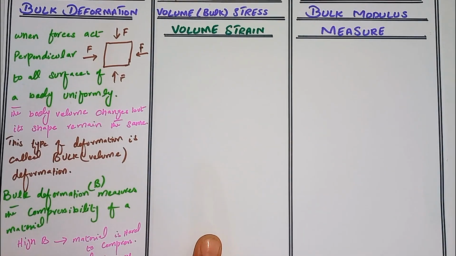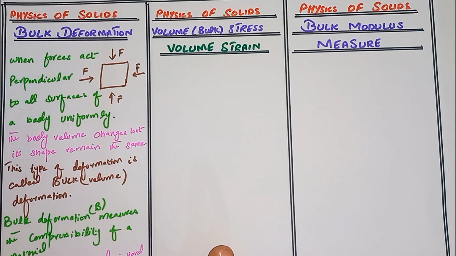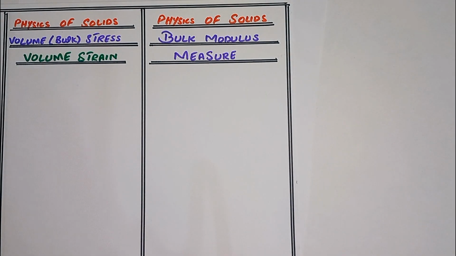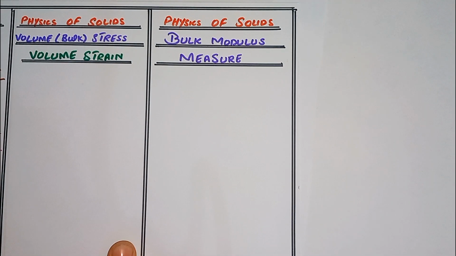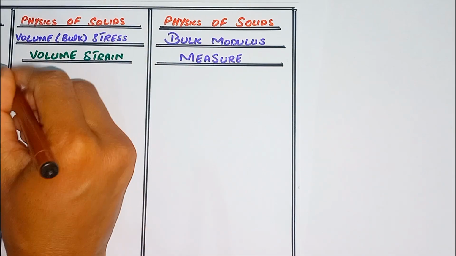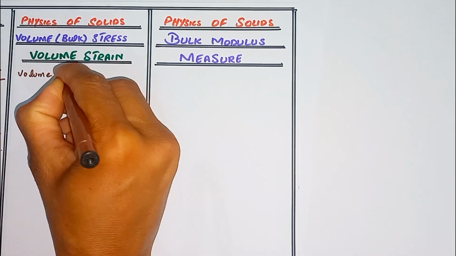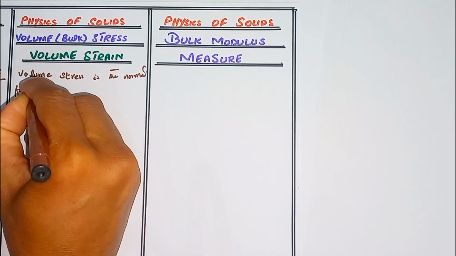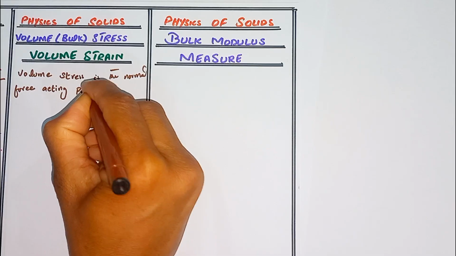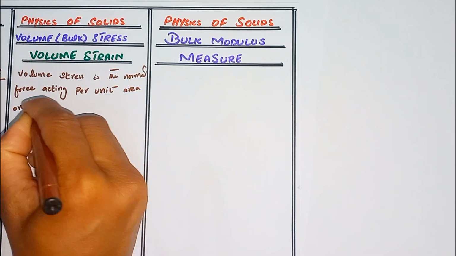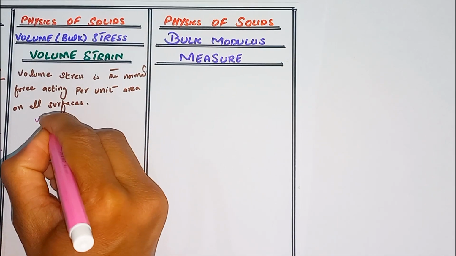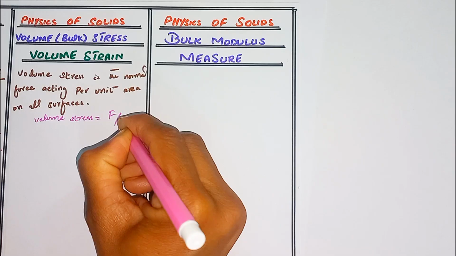What is bulk deformation? Next we talk about volume stress and volume strain. First we discuss volume stress. What is volume stress? Volume stress is the normal force acting per unit area on all surfaces. If we talk about its formula, volume stress is equal to force per unit area.